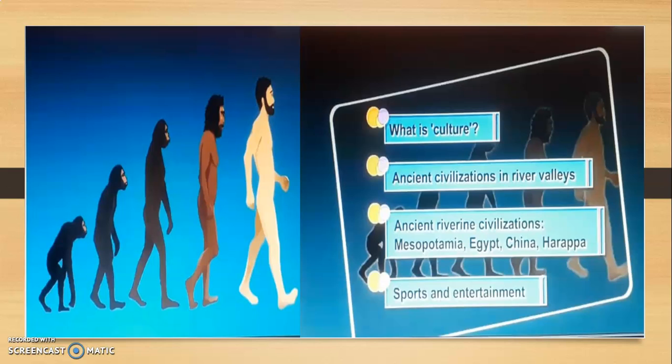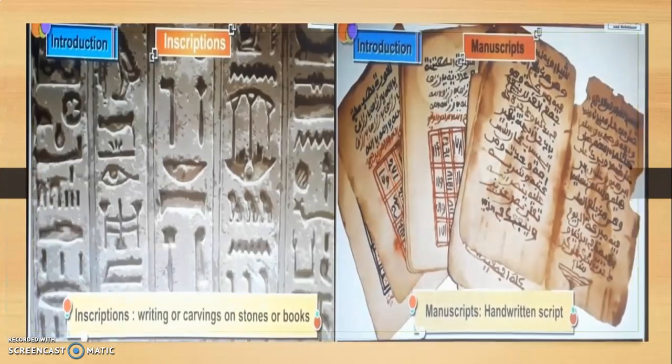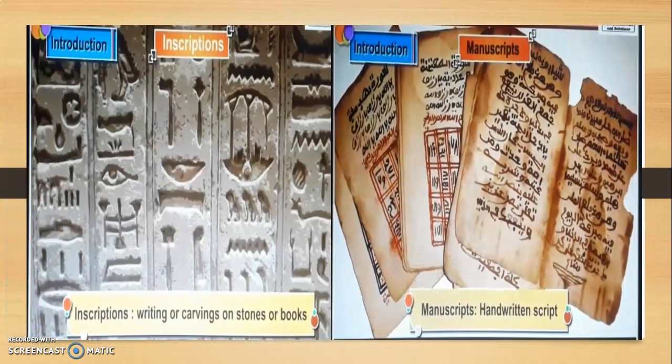The first is what is culture, second is ancient civilization in river valleys, third, ancient riverine civilization, where we are going to study four important cities, that is Mesopotamia, Egypt, China and Harappa civilization, and last but not the least, sports and entertainment. Okay, so our first topic for video 1 today is about what is culture.